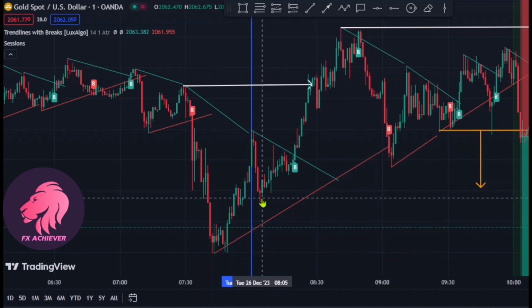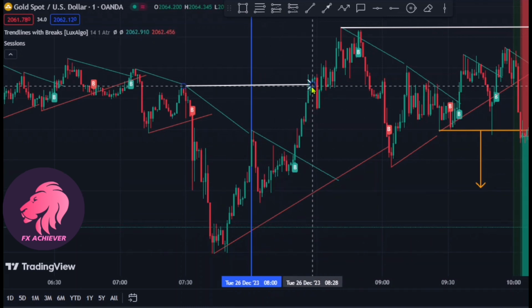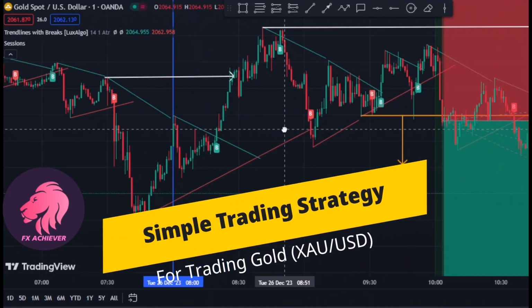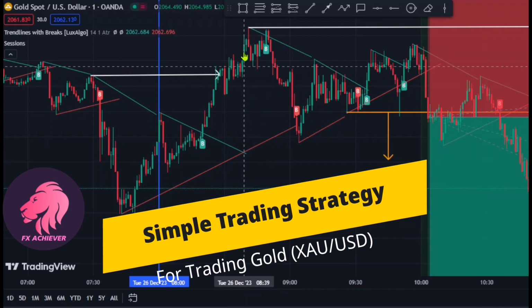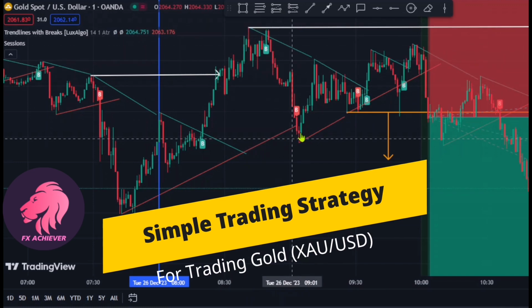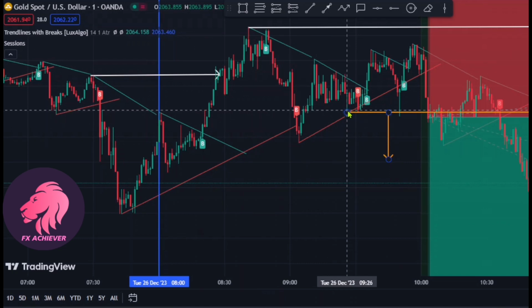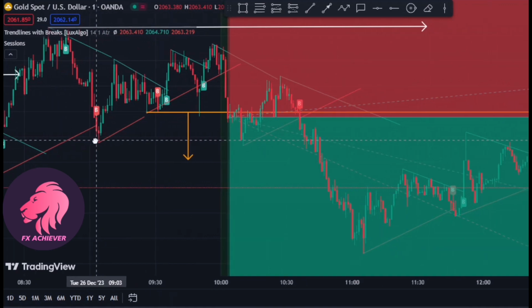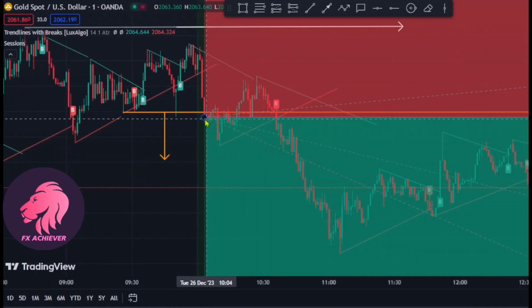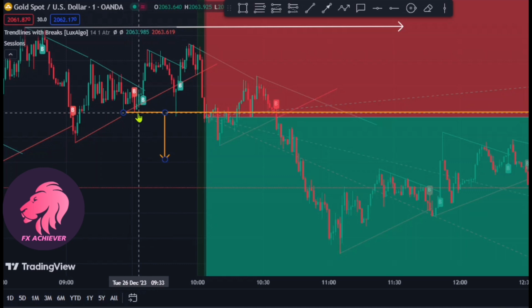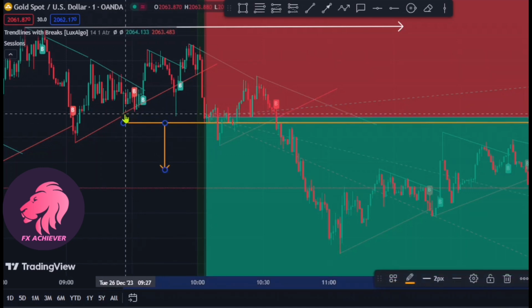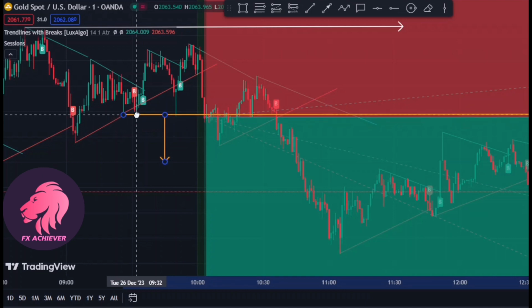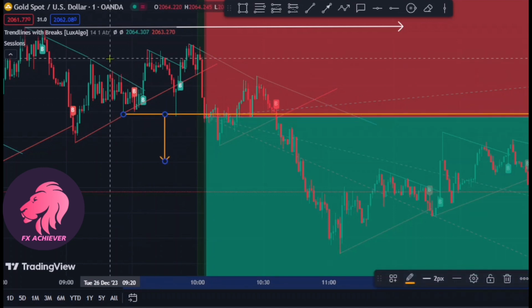What I wait for is another break of the highest point, and I continuously look for the break of the highest point until I finally get the break of the lowest point. As soon as I get the break of the lowest point, I place a trade immediately. As you can see, this was the lowest, this was the lower low, and there is a change of character here, which means we're no longer going to the upside.